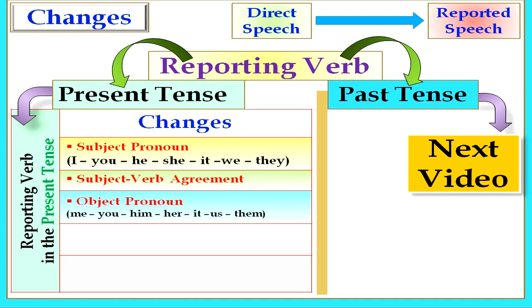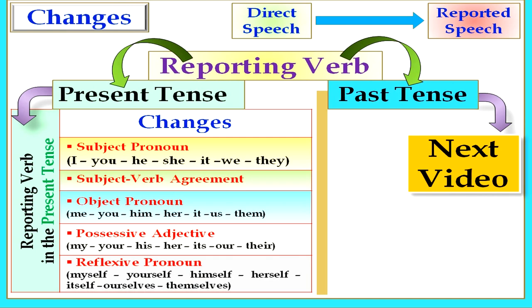We keep it as it is. So there isn't a fixed rule, but this depends on the context. Another important change is the possessive adjective. Possessive adjectives also change depending on the context we have. The last important change is the reflexive pronoun. When shifting from direct to reported speech, reflexive pronouns can change too, depending on the context.